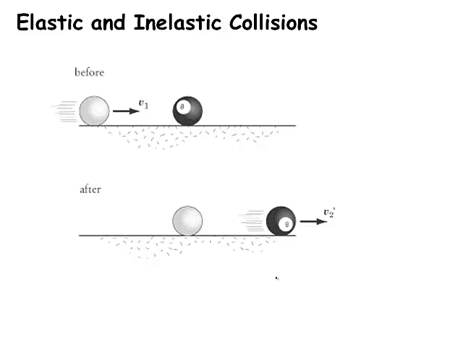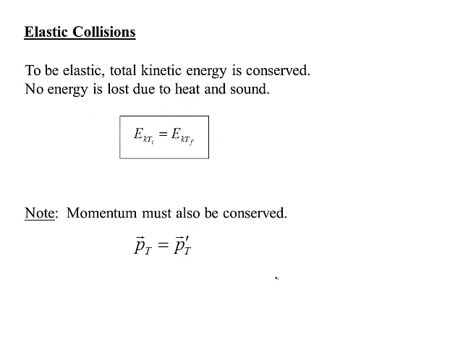Moving on, elastic and inelastic collisions. Elastic collisions. To be elastic, the total kinetic energy is conserved. No energy is lost due to heat and sound. Note, for an elastic collision, momentum must also be conserved. So we have to have an isolated system. If kinetic energy is also conserved, then we've definitely got an elastic collision.